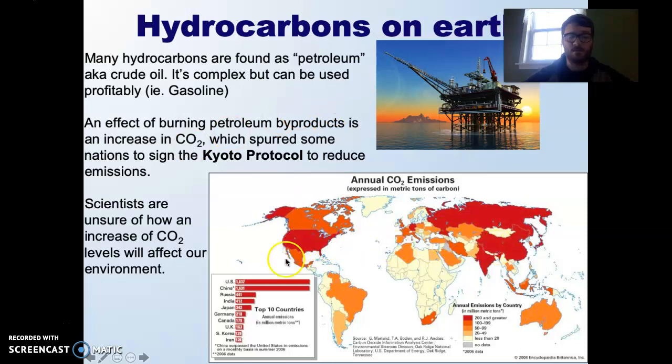So you can see how China, oh boy, the U.S., China, Russia, India, these have millions of metric tons of carbon dioxide pouring into the atmosphere. And it's higher than it's ever been in the history of the Earth. And so a lot of nations came together to sign this Kyoto Protocol to reduce emissions over time.